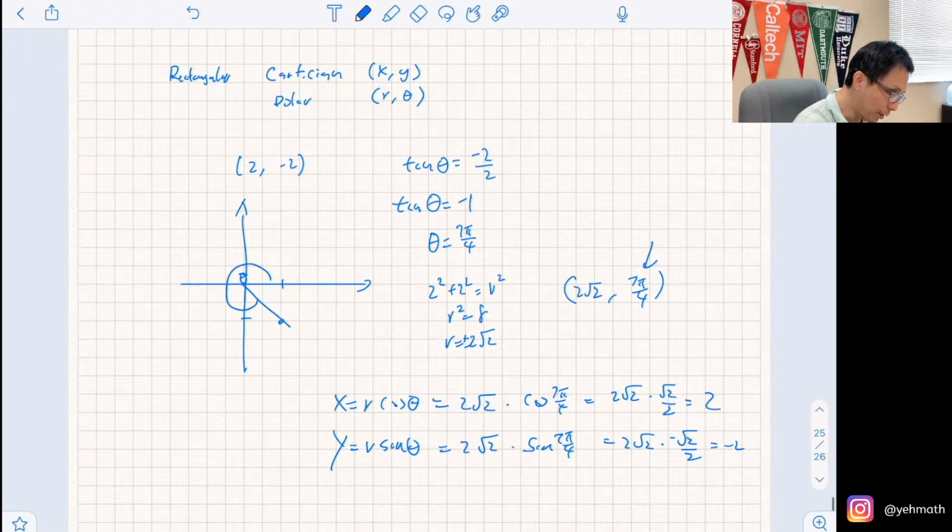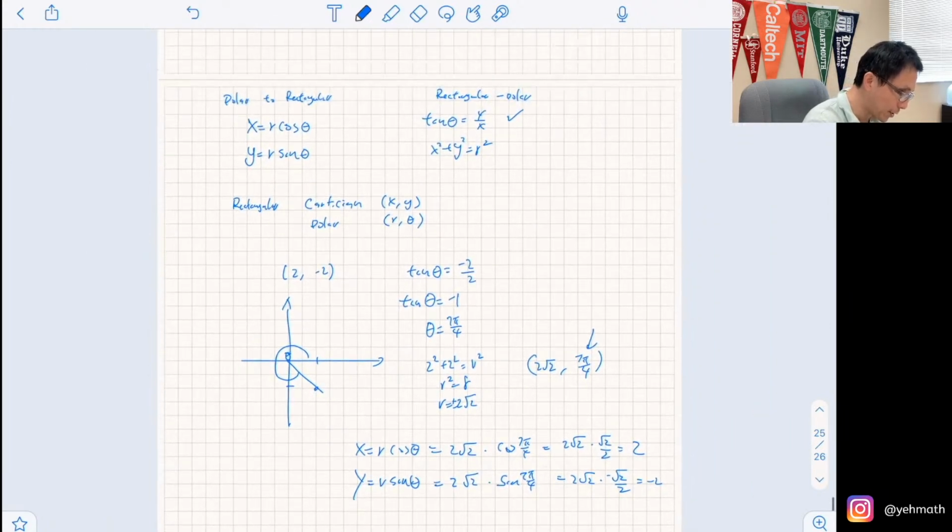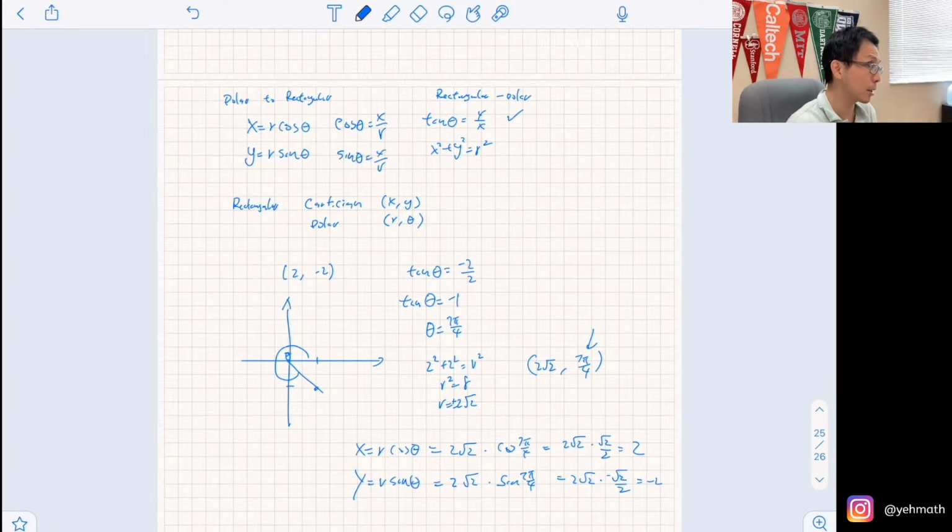A lot of you guys ask, do I need to memorize this? But you already know this from SOHCAHTOA, right? SOHCAHTOA says cosine theta is equal to x over r, which is adjacent over hypotenuse. And sine theta is equal to y over r, which is the opposite over hypotenuse. Okay, so those are the basic things.